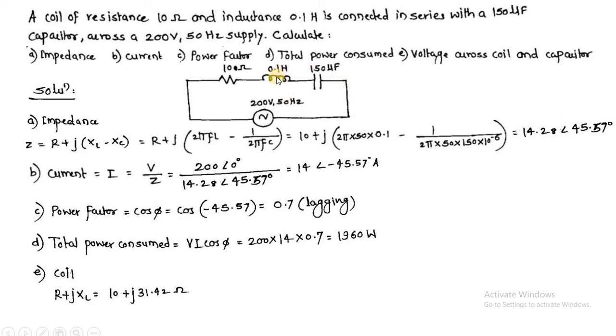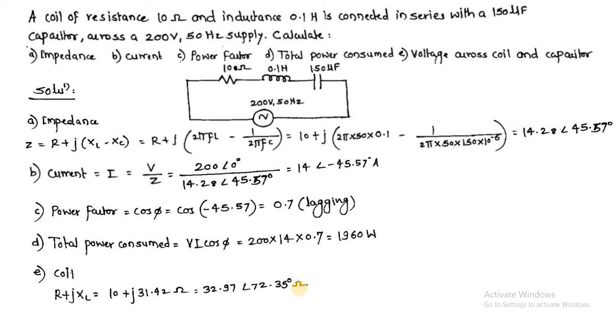Even if I want to add XL and XC, I cannot add them together directly. I have to take their phasor addition. It means I have to add them in rectangular form. So the total impedance or the total opposition offered by the coil is 10 plus j31.42. So the total coming is 32.97 at an angle 72.35 degree. Here again I have written it in polar form directly.